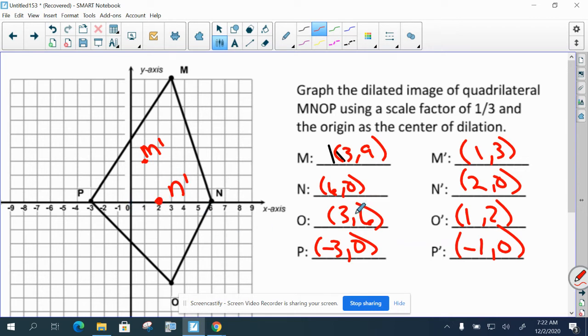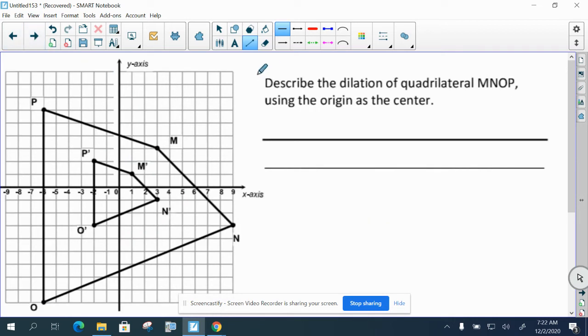I'm sorry, this should be negative 6, right? So this would be negative 2. So (1, -2) is O', (-1, 0) is P'. All right, so that one's finished.